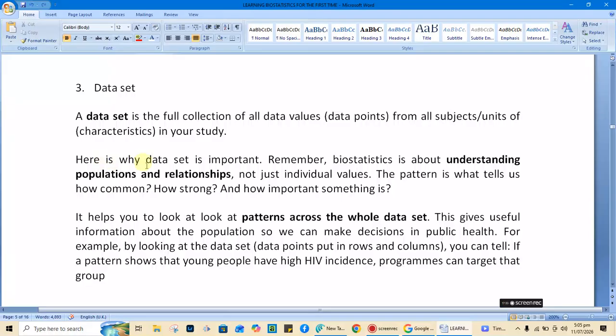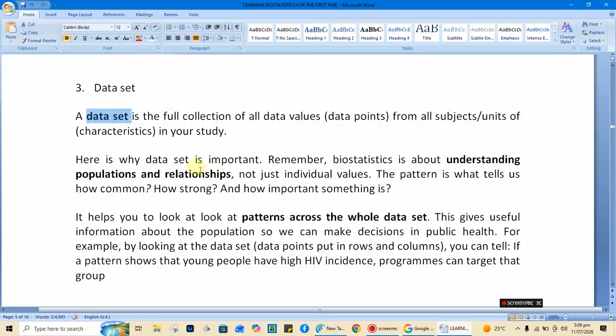Here, why is a data set important? Remember in biostatistics we're saying it's about understanding populations and relationships. So you are not going to deal with data points. That's why you have to measure. You can't measure one person and then conclude your study from one person. You have to measure different people of different age groups, different sexes, people from different places at different times, so that you come up with a data set, and the data set is what you are going to deal with. You don't deal with a data point, but a data set.